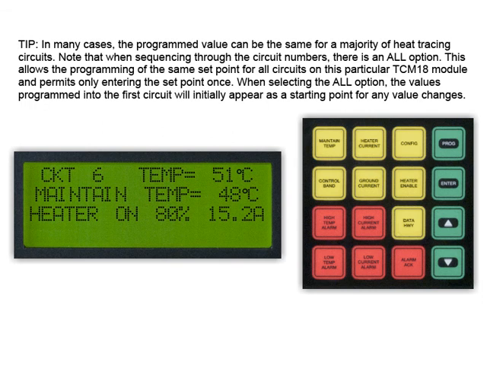Tip: in many cases, the programmed value can be the same for a majority of heat tracing circuits. Note that when sequencing through the circuit numbers, there is an all option. This allows the programming of the same set point for all circuits on this particular TCM18 module and permits only entering the set point once. When selecting the all option, the values programmed into the first circuit will initially appear as a starting point for any value changes.